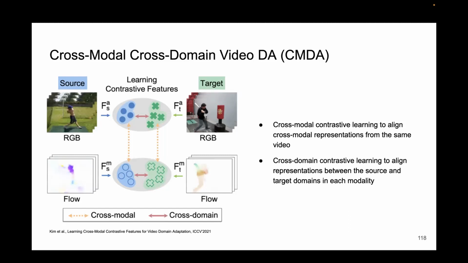Similarly to MMDA, we have both the RGB information as the image or video modality, as well as the flow or motion as another modality. Here we clearly get four data angles: the source RGB, the target RGB, the source flow, and the target flow. So the problem is defined as cross-modal contrastive learning as well as cross-domain contrastive learning. Each task tries to align the cross-modal representations and the cross-domain representations respectively.